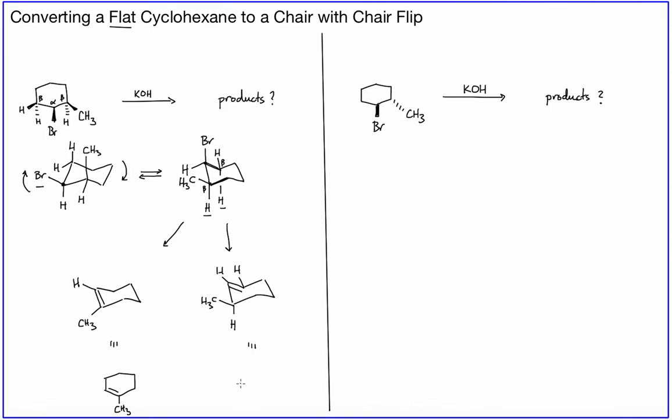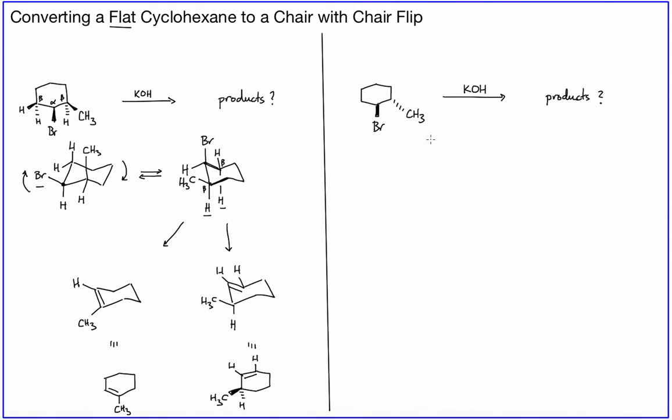And if we were to draw this in the flat form, we have an alkene, H, so now we have a di-substituted alkene, and our methyl group is going to be up, so we're going to draw the wedge for that. So this reaction can produce 2 products when treated with potassium hydroxide.